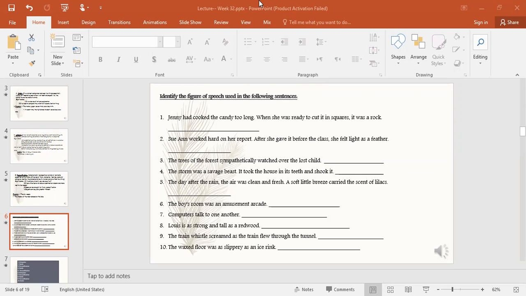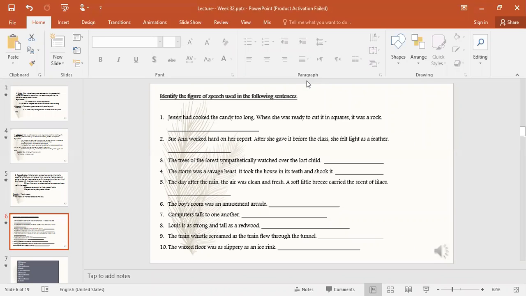Computers talk to one another. Who can do this? Fatima. Come on, Fatima. Asil. Yes, ma'am. Huda. No one. Asil, you replied. Okay, come on, Asil. Computers talk to one another. Quickly.